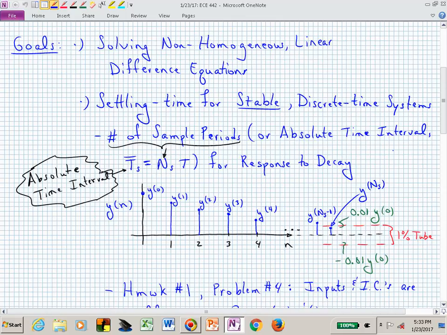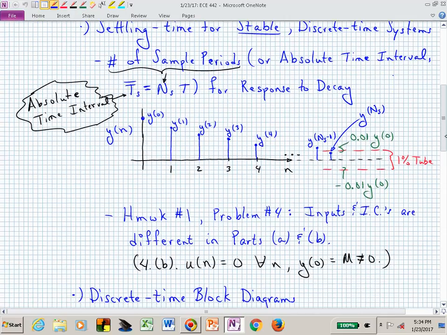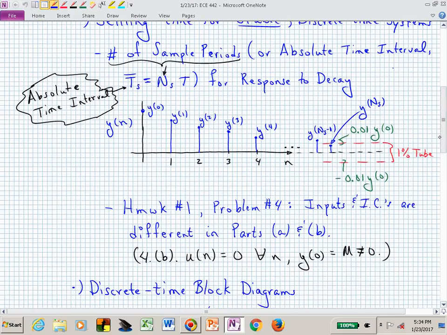And obviously this is concerned with no forcing function being applied. This is an initial condition problem, and we say, okay, we start the system, and when does it finally decay to 1% of where you started? That's our settling time. And that will be a part of problem number 4, which I reformatted a little bit.